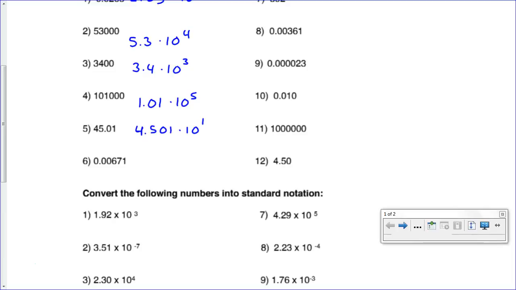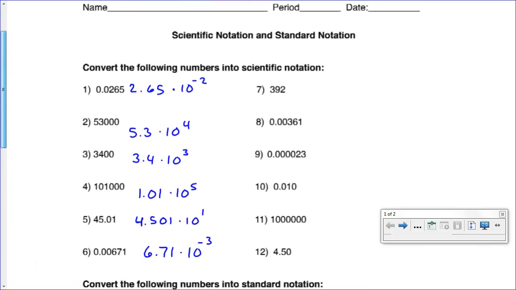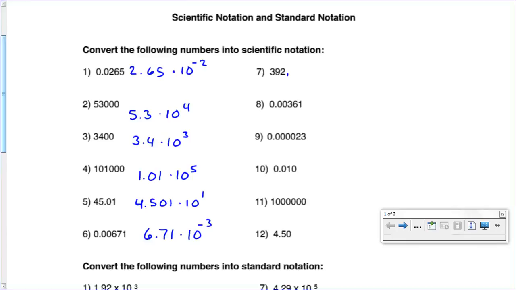Next one here, this is a small number. We're going to move the decimal place over 1, 2, 3 spots, and we get 6.71. Since it is a small number, we're going to make it a negative exponent, so -3, because we moved it over 3 spots. Jumping back up to the top, 392, large number. We're going to be bumping it over 1, 2 spots, so that's 3.92. Since it was a large number and we moved the decimal over 2 spots, it's +2. Next one, small number, we're moving it over 1, 2, 3 spots. So that's 3.61, and since we moved it over 3 spots and it was a small number, it's -3.